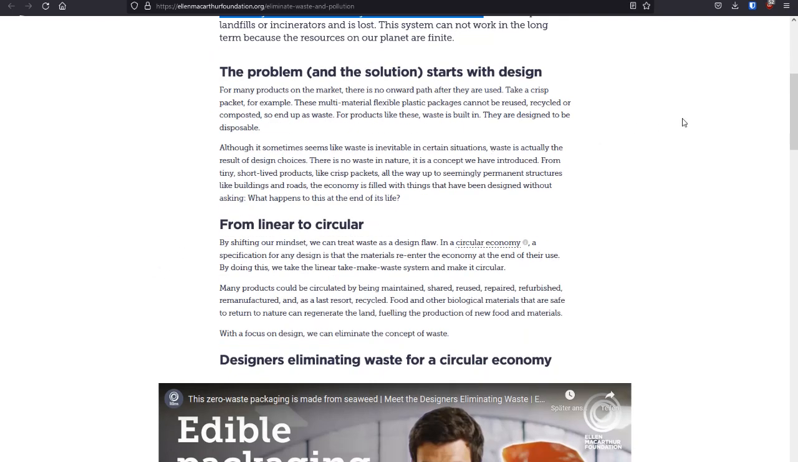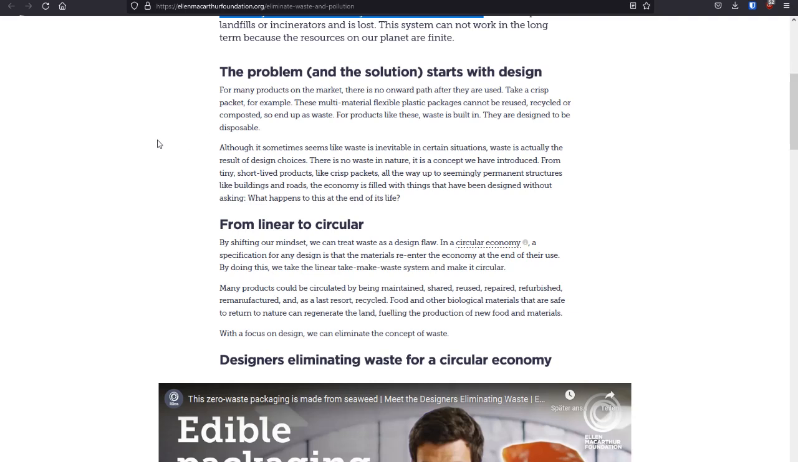So the problem and the solution starts with the design. As stated, the design phase of a product is one of the most important things. We know from, for example, the European Commission that almost 80% of environmental impacts of products or services, for that matter, are decided at the design phase. So if we have sustainable design, circular design prevalent in the product, this really helps in terms of the environmental impacts. So the problem and the solution starts with the design.